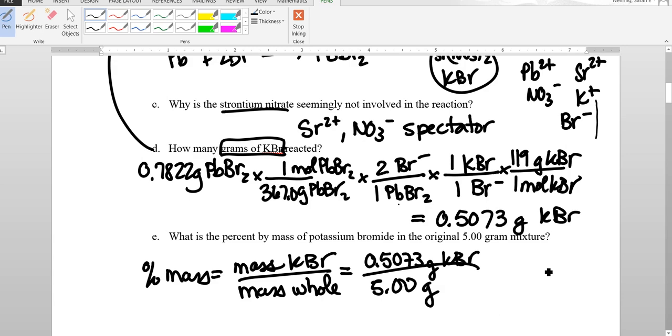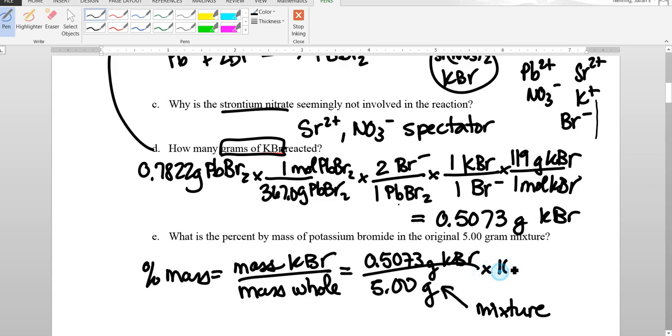And if you're thinking, why can't I just look at the periodic table to find percent by mass? Well, this whole thing right here, this is a mixture. We do not know the molar mass of this thing. It is undefined. All I know is I had 5 grams, and of that 5 grams, 0.5 of them seem to be KBr based on my stoichiometry.